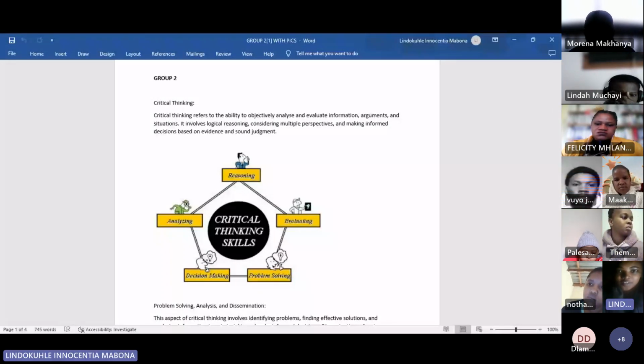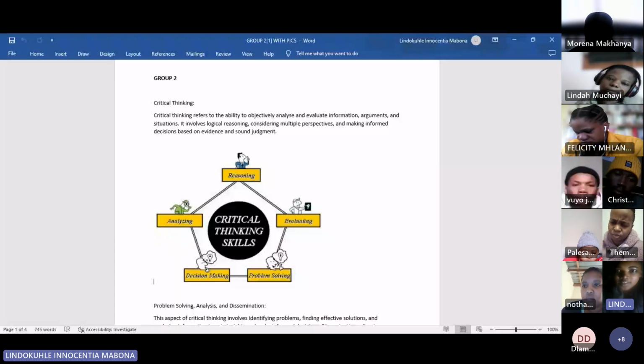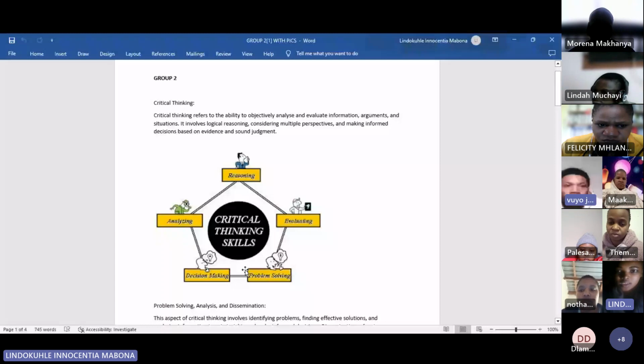Critical thinking refers to the ability to objectively analyze and evaluate information, arguments, and situations. It involves logical reasoning, considering multiple perspectives, and making informed decisions based on evidence and sound judgment. Below are the critical thinking skills. The first one is analyzing. The second one is reasoning. The third one is evaluating. The fourth one is problem solving, and the fifth one is decision making.